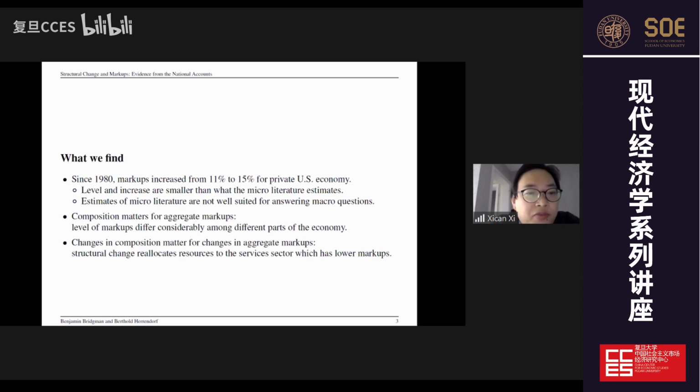Yeah. I think the macro approach is the only way to estimate this markup thing for services. I mean, it's almost impossible to do that if you use a micro approach. Actually, that's a good point. Yeah.